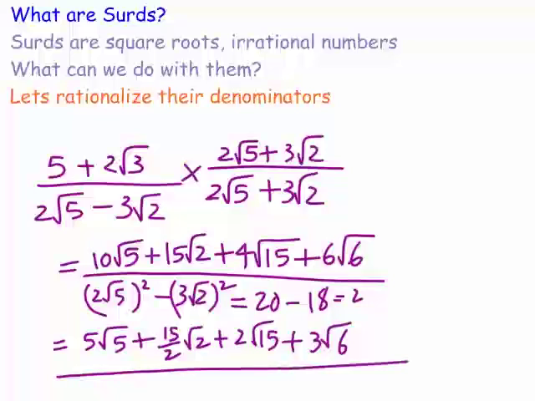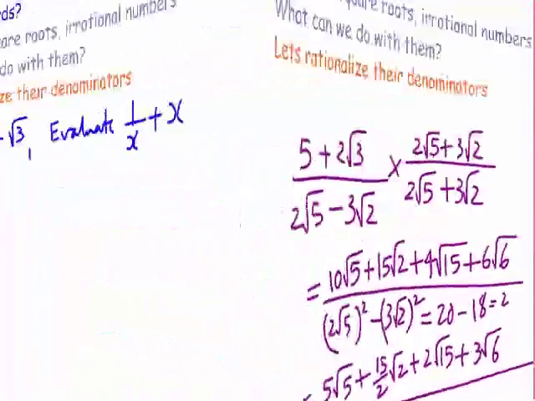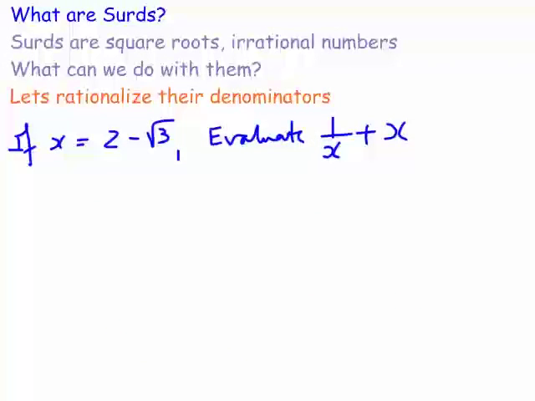Okay, so you can see you can do all sorts of other sorts of problems. We'll just do one final one. You can see here this is a typical sort of question. Let x equal 2 minus root 3 and evaluate 1 on x plus x, or it could be 1 on x squared plus x squared, or sort of combinations of these ideas. So first of all, let's go through and do it.